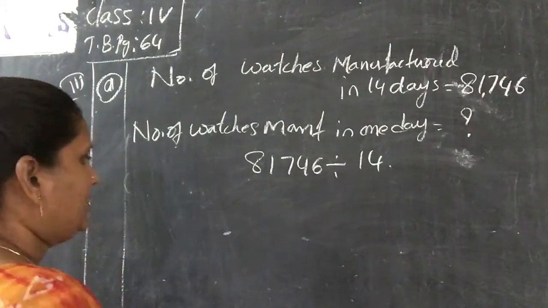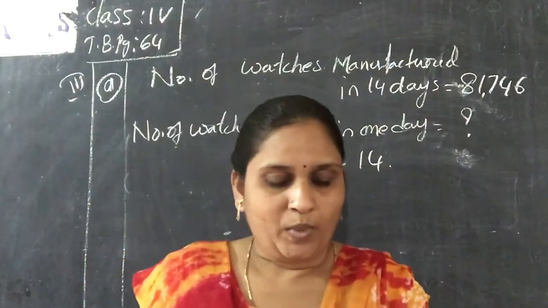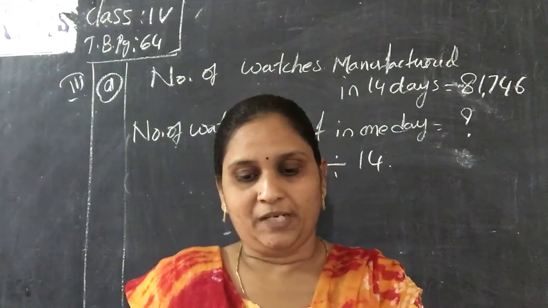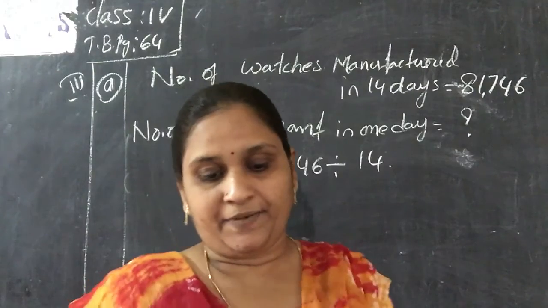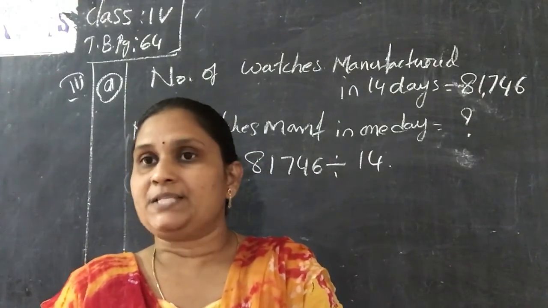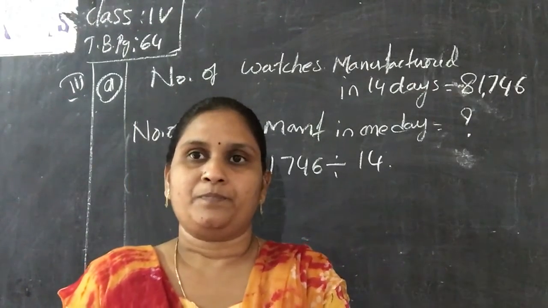Next, B. 132 books can be arranged in one shelf. How many shelves are required to arrange 35,772 books? So 35,772 books divided by 132 books.